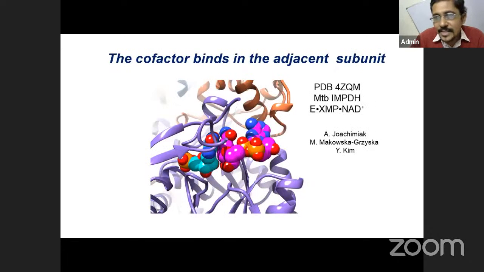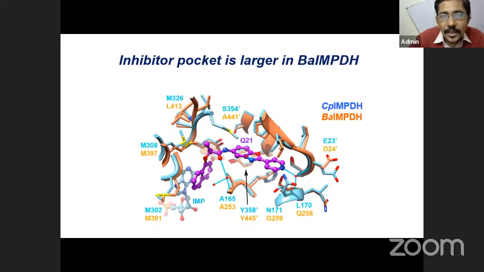Okay, so the cofactor, as I already explained, always binds into the nearby adjacent subunit. That's a very important point. Adjacent subunit, cofactor meaning NAD. It binds into the adjacent subunits in all pathogens. And the important point over here is how we do it.